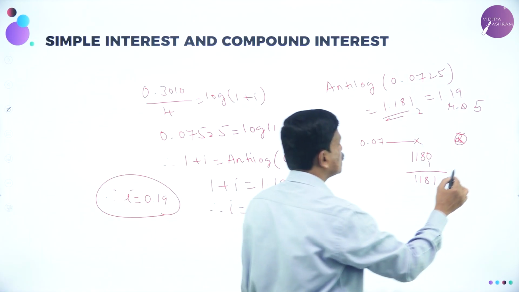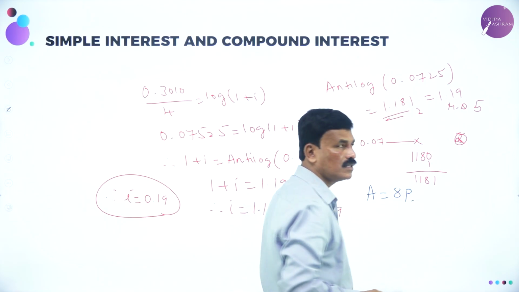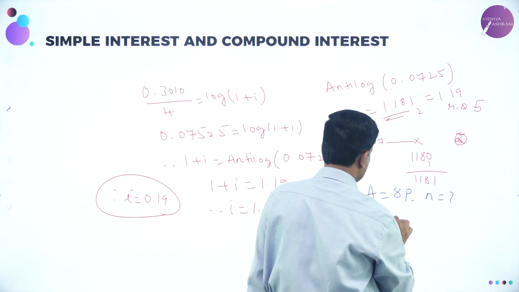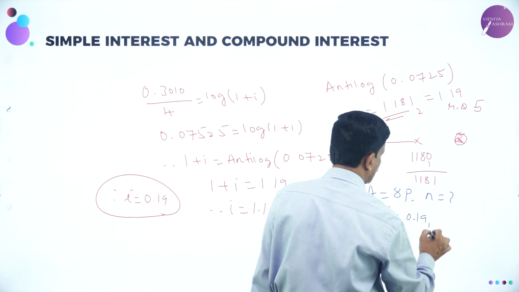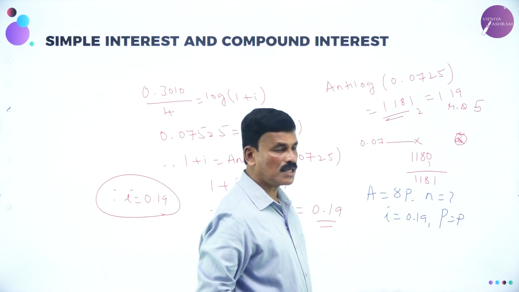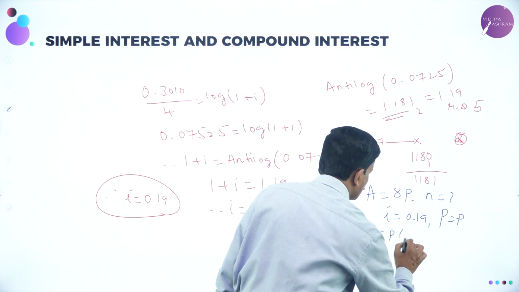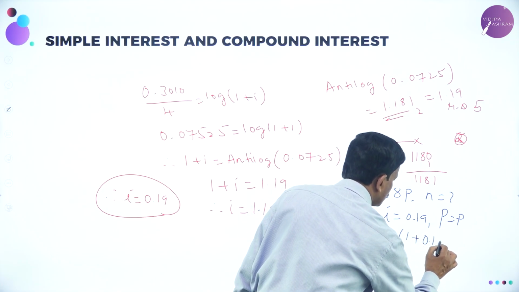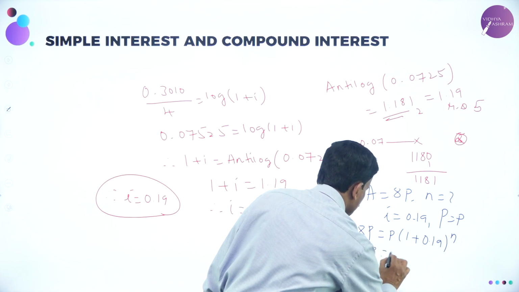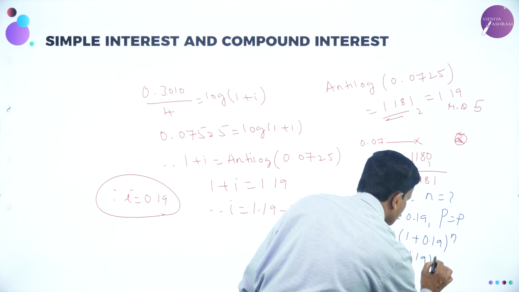Now let us come to the second part. The amount A is equal to 8 times the principal, and N is to be determined. N is the question mark. I is the same, I is equal to 0.19, and the principal is P itself. Now substitute in the same formula. 8P is equal to P into (1 plus 0.19) to the power of N, which is 1.19 to the power of N.